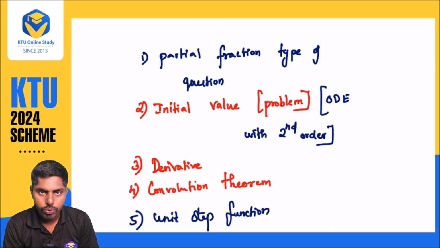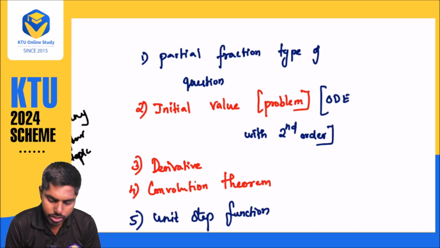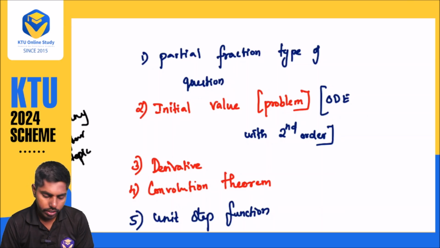You want to be thorough in any four topics. Any four topics you should be thorough in, you should be studying. Okay, we'll go to the syllabus. We will make the formula very simple.